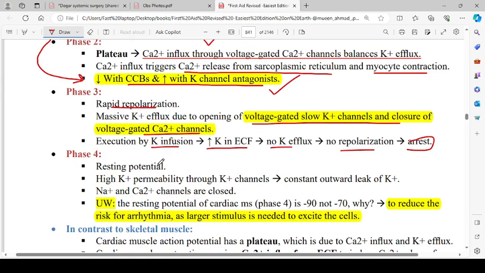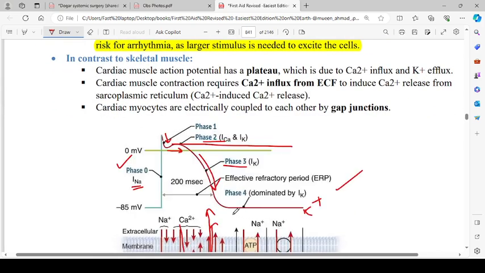Then phase 4, resting potential. This is basically the phase between two consecutive action potentials, and the heart is in the resting state at this time.